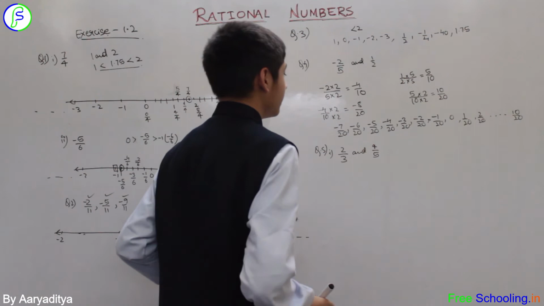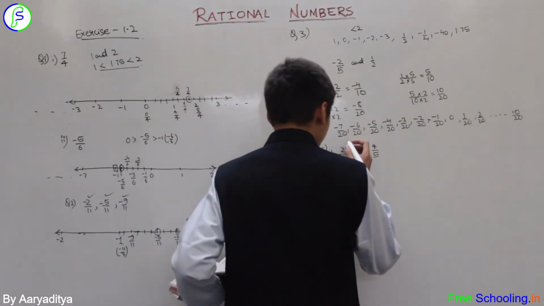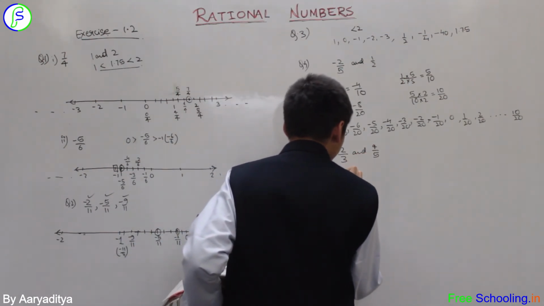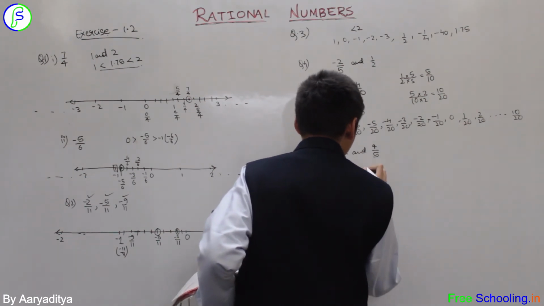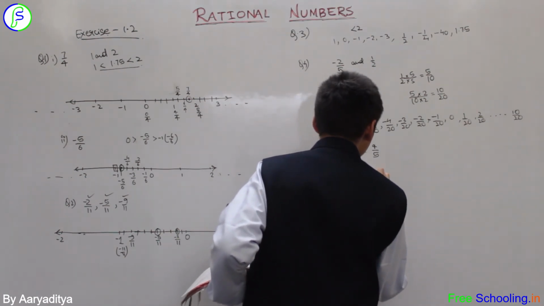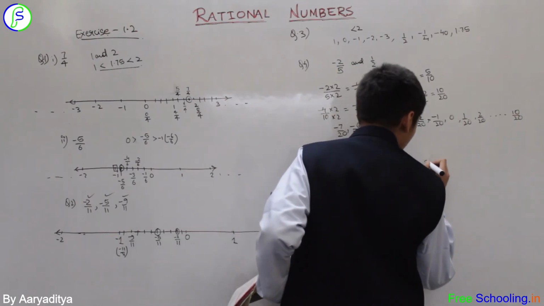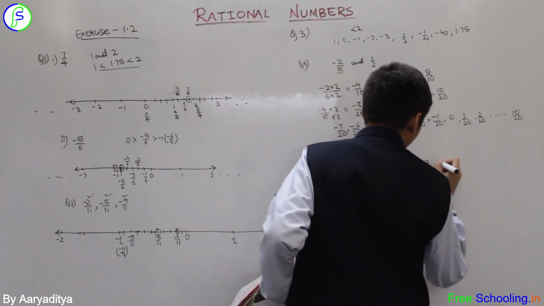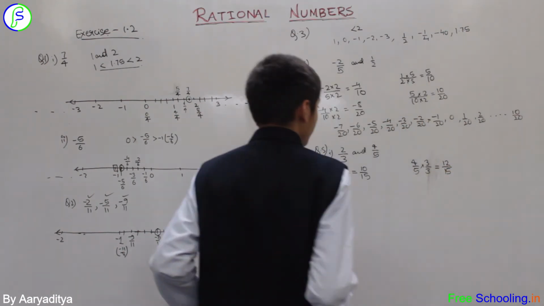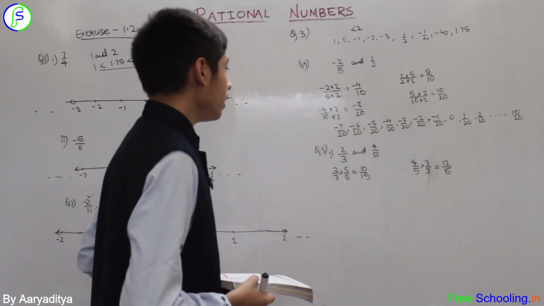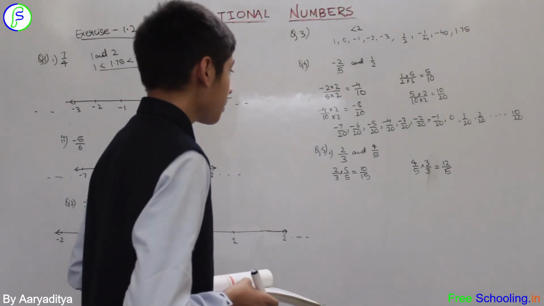First, let us take the LCM. That comes out to be 15. So this one, 2 by 3, turns into 2 into 5 by 3 into 5, that comes out to be 10 by 15. Similarly, if I do it with 4 by 5, 4 into 3 by 5 into 3, that comes out to be 12 upon 15. So here we can see that we have only one rational number between them.